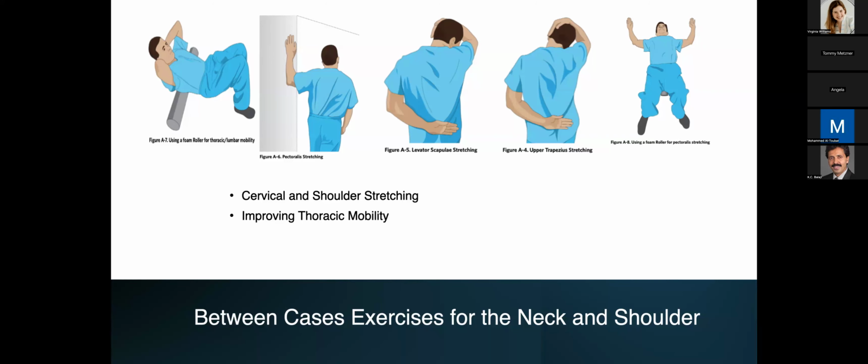Another exercise you could use with the foam roller is where you place it under your spine and you engage your core to maintain full spinal contact with the roller. Allow your arms to extend toward the floor, stretching your anterior chest wall. And this position can be held for about 30 to 60 seconds. Again, repeat 2 to 3 times.